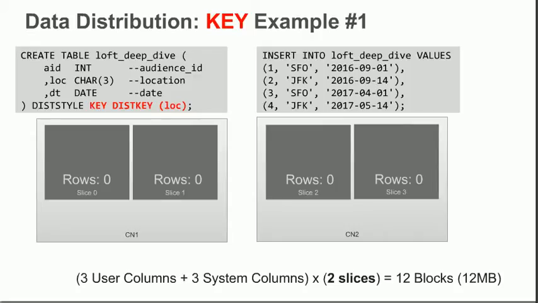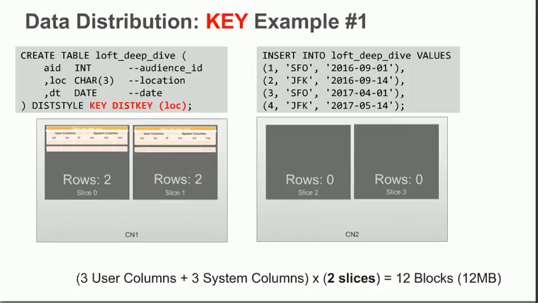If you look over in the data that we're inserting, we have SFO, JFK, some airport codes, it looks like. If we distribute on this, we're going to get something that looks a bit like this. This is an example of picking a bad distribution key. Because there's only 2 unique values in that incoming data, we can only distribute to 2 of the 4 slices in this cluster.